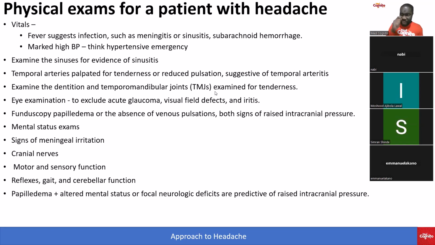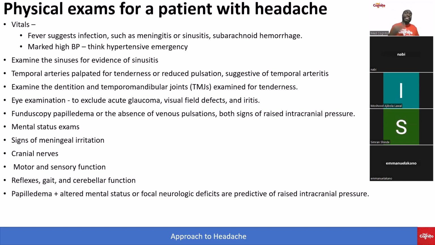Okay, so I can also do fundoscopy, and I see papilledema, flame hemorrhages. I'm going to think about severe hypertension. I'm also going to think about raised intracranial pressure. Then I also want to do a mental status exam. The patient may be confused, right? Signs of meningeal irritation: what are some of those signs? Neck stiffness, and Brudzinski's sign, where you flex the head and then the patient will flex the lower limbs, right?